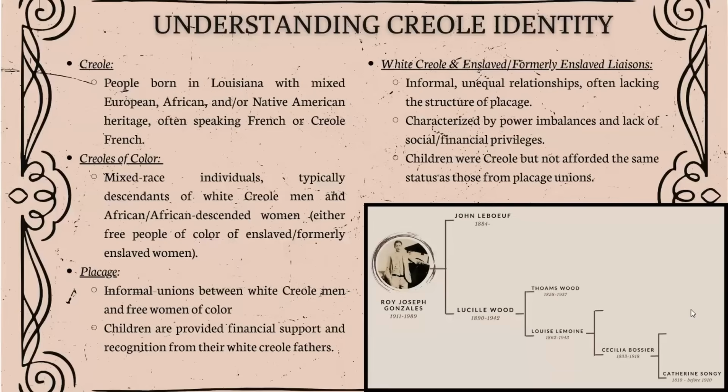So as I said, the word Creole, historically, refers to people born in Louisiana who are mixed European, African, and/or Native American heritage, often speaking French or Creole French. That's what we call Creole people today. We don't really distinguish between Creole and Creole of color. But Creole of color, these are typically mixed race individuals who are descendants of white Creole men. Within one generation of a family being in New Orleans after leaving France, the children of those French colonists are considered Creole automatically.